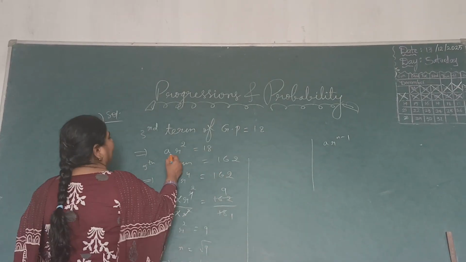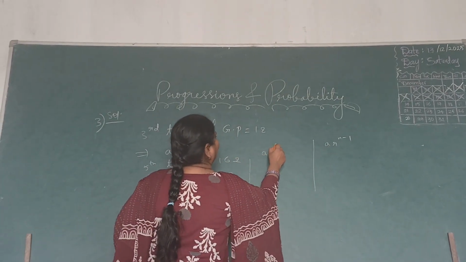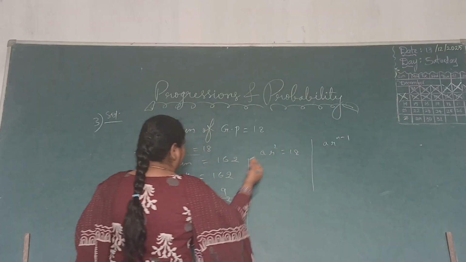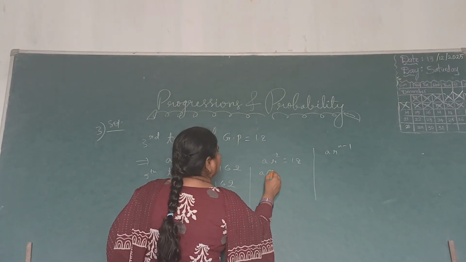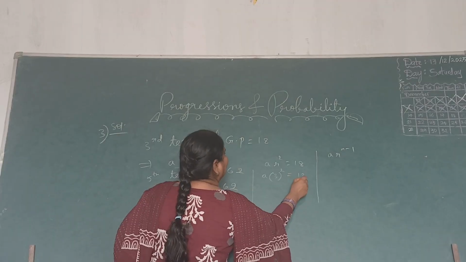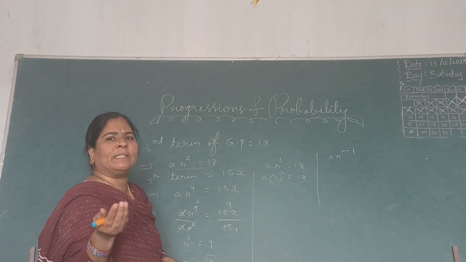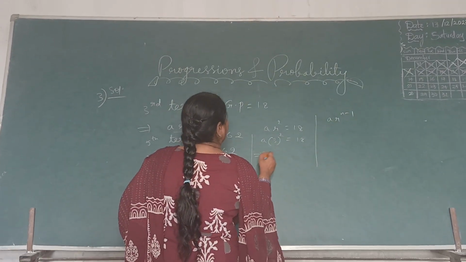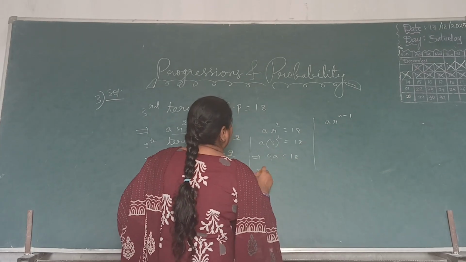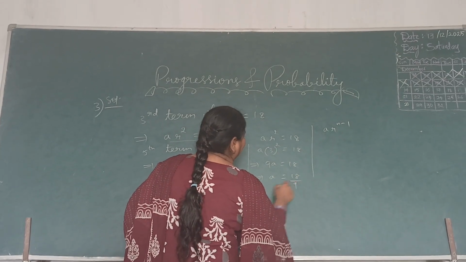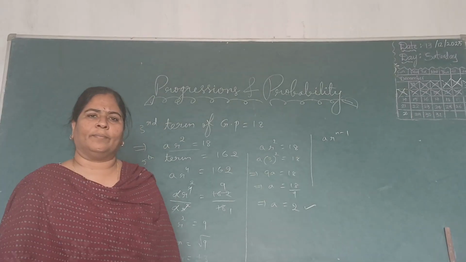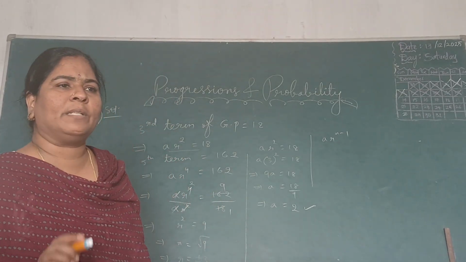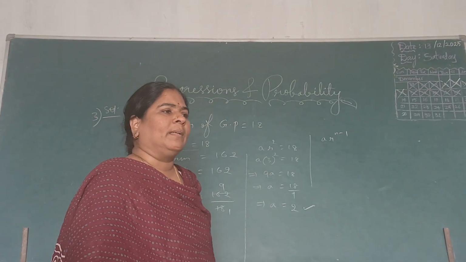We can take anything. AR square is equal to 18. In place of R I can put minus 3 or 3, whatever it is, because 3 square is 9 itself and minus 3 square is also 9. So 9A is 18 and A will be 18 by 9. So A will be 2. We want the first term, so we got it. It is a very simple sum, isn't it?